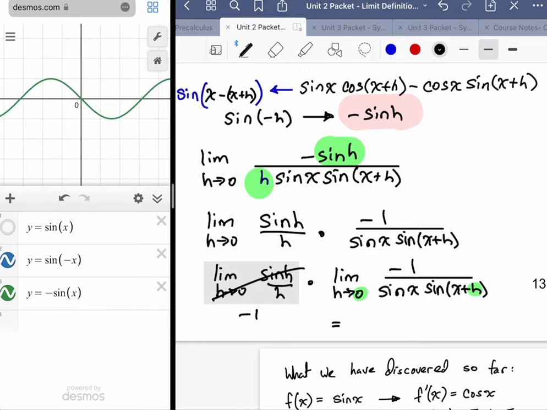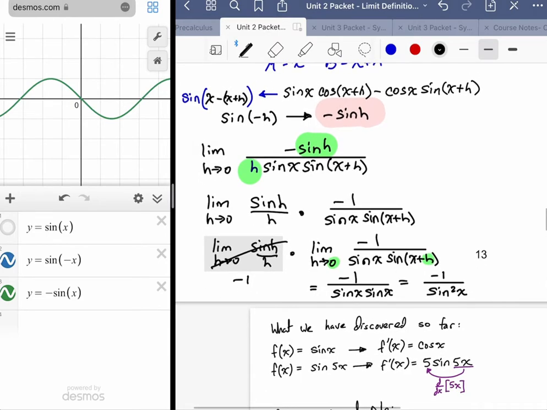So negative 1 up top, sine h, sine x plus h becomes a sine x, so it's really sine x times sine x, which becomes sine squared x, with a negative 1 up top, becomes negative cosecant squared.